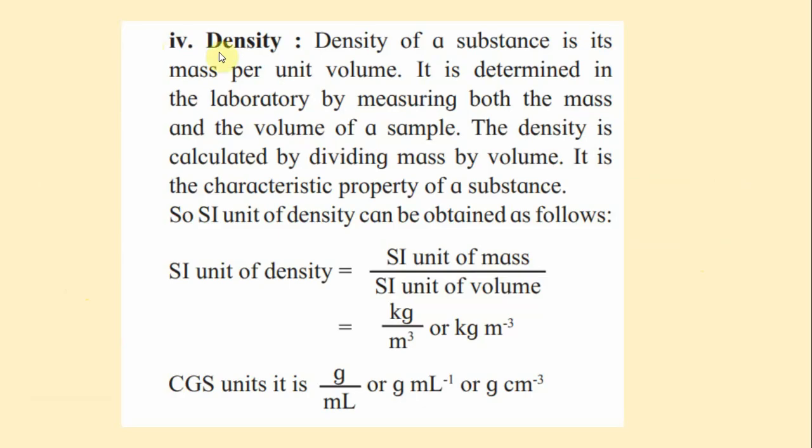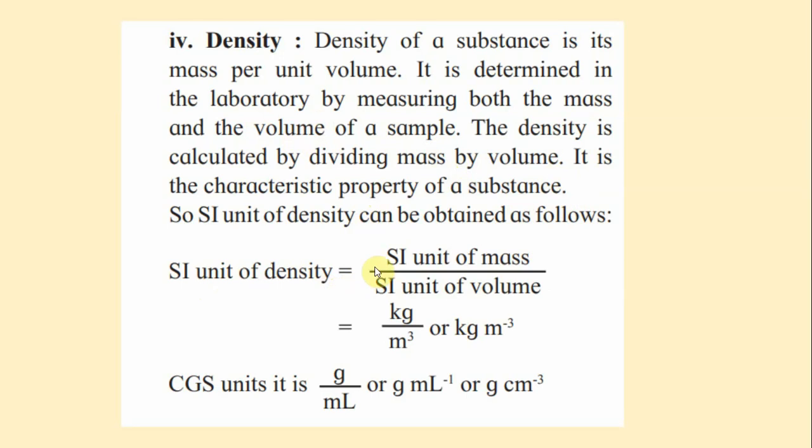Now the density of a substance is its mass per unit volume. Mass per unit volume is the definition of density. It is determined in the laboratory by measuring both the mass and the volume of a sample. The density is calculated by dividing mass by volume. It is a characteristic property of a substance, of any substance that has volume and mass.